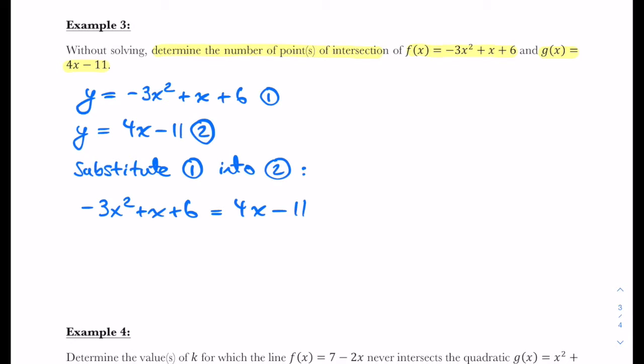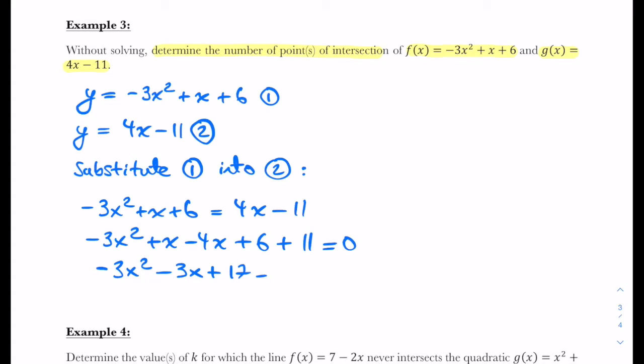And I'll bring everything to the left-hand side, very similar to what we did in the previous example. I'll collect like terms in the meantime as well, just makes it easier later on for simplifying. We get the following for our new quadratic equation. And there you go, everyone. This is the quadratic equation that represents the solutions to the linear quadratic system. This is the quadratic equation that you should be taking the discriminant of.